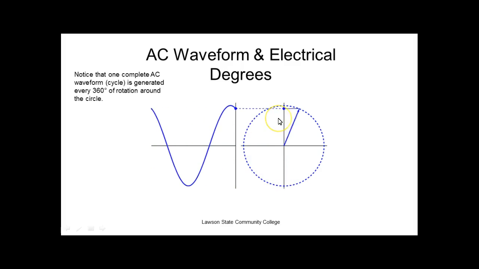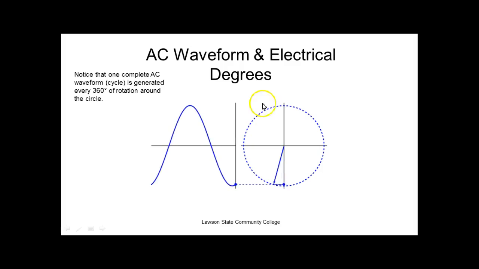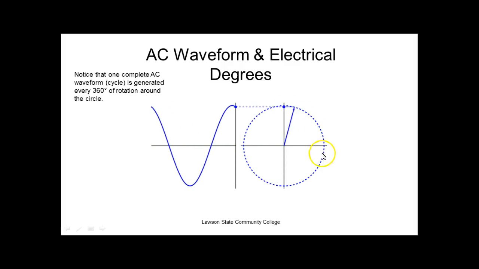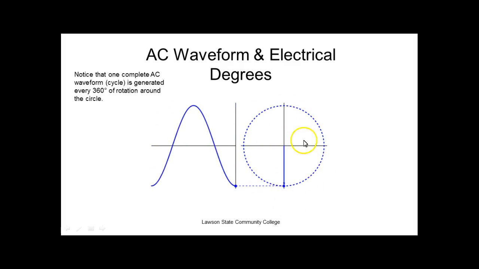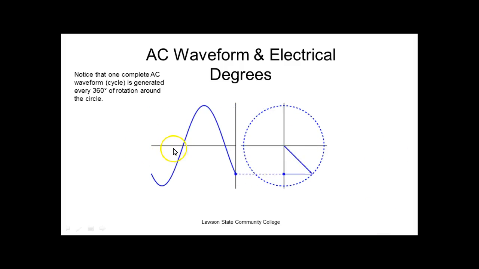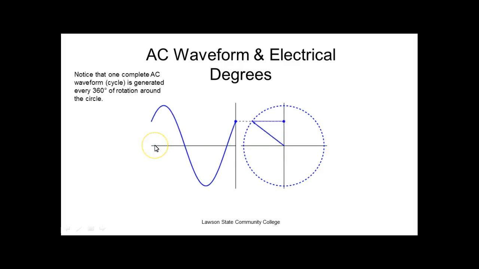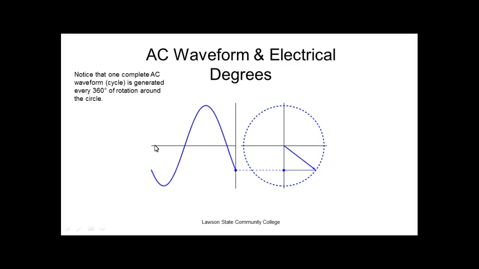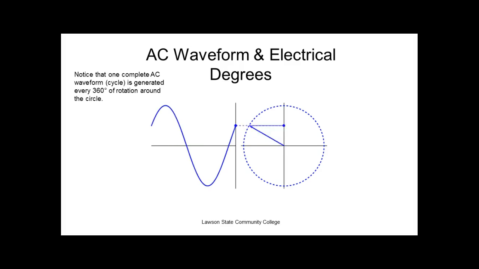Notice that one complete cycle of the waveform is generated. So this is the way it's generated. It's generated on a circle. We have 360 degrees in a circle. So what we do on AC is we reference positions on the waveform as degrees. So one complete waveform would be equal to what? 360 degrees. It would cross right here at 180. It would cross right here at 360. 360 of one waveform is 0 of the next.